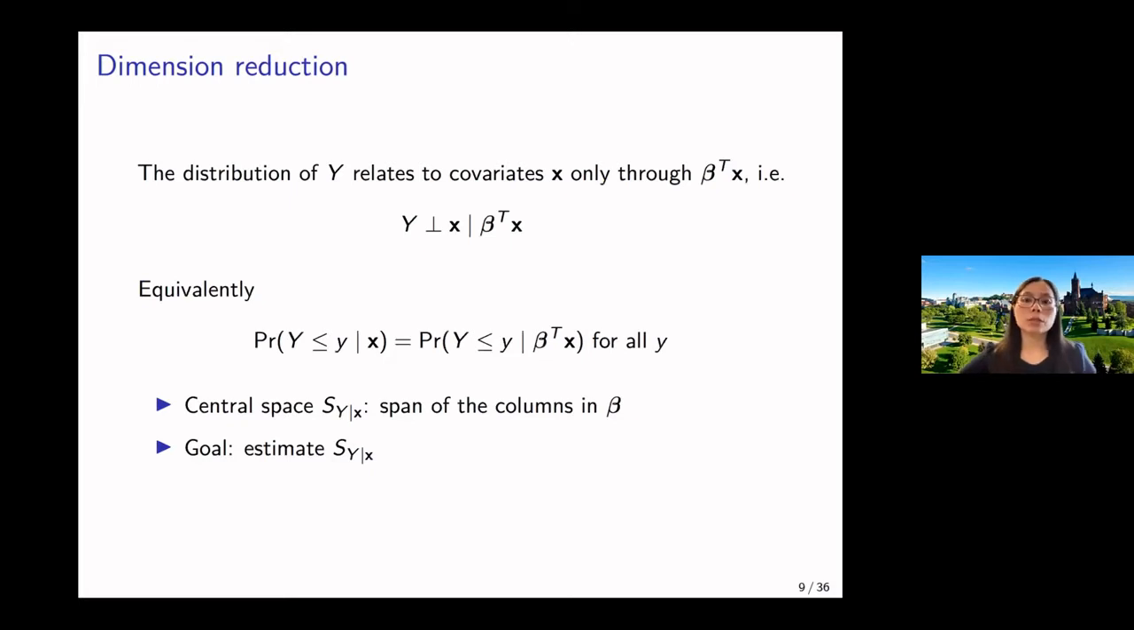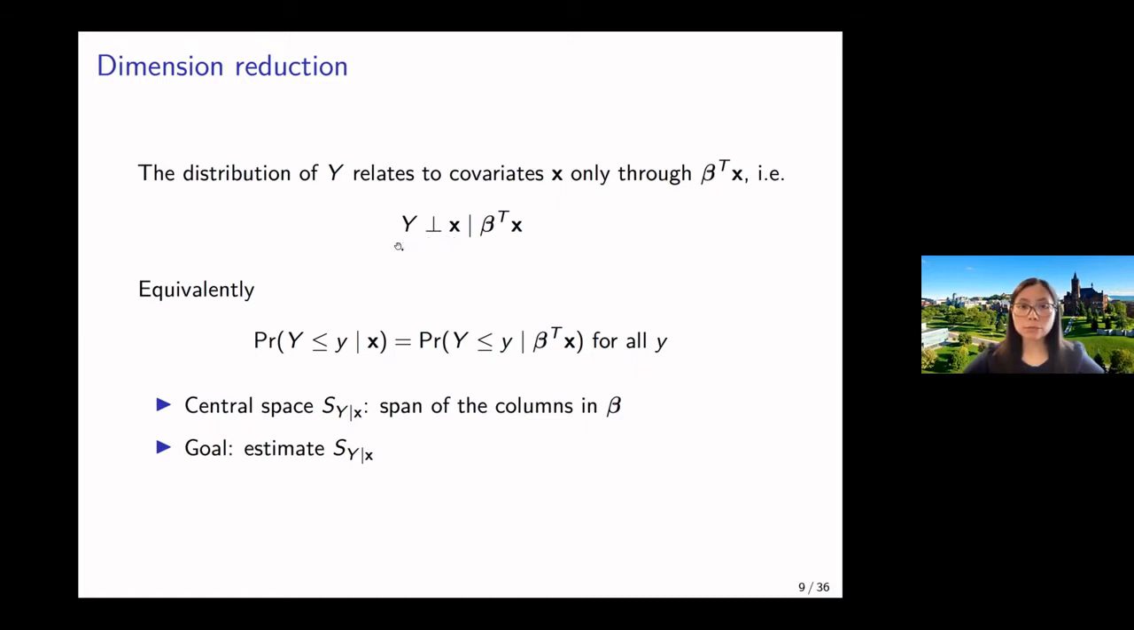To be more specific, in a dimension reduction model, we assume that the distribution of the outcome response y relates to the covariate x only through beta transpose x. Mathematically, it can be written in this way. Given the combinations of beta transpose x, this response is independent of x.